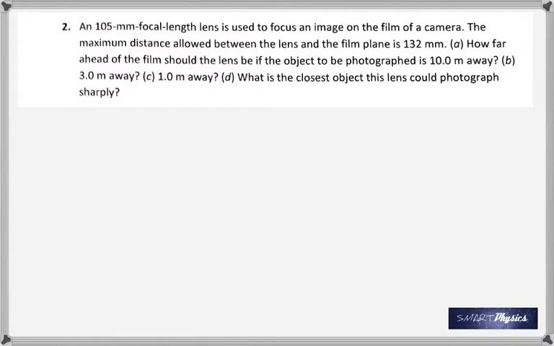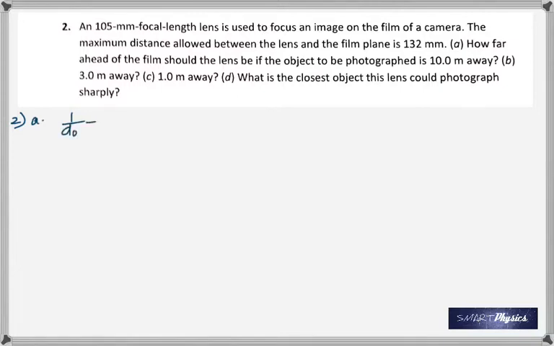In this question, a 105 millimeter focal length lens is used to focus an image on the film of a camera. The maximum distance allowed between the lens and the film plane is 132 millimeter. So that's going to be DI. How far ahead of the film should the lens be if the object to be photographed is 10 meters away? So the object is 10 meters away, that's DO. And then you have B and C.